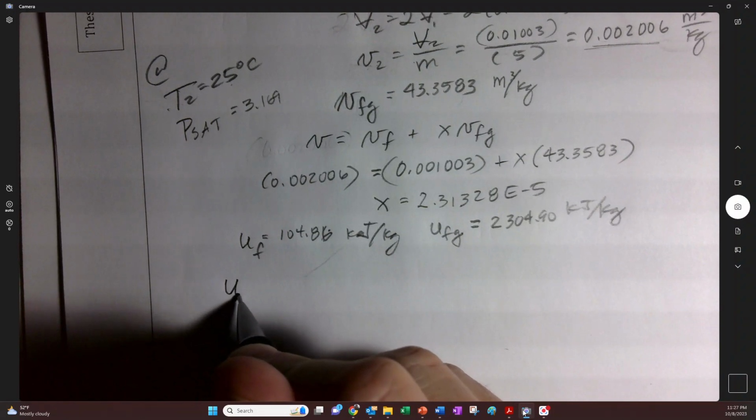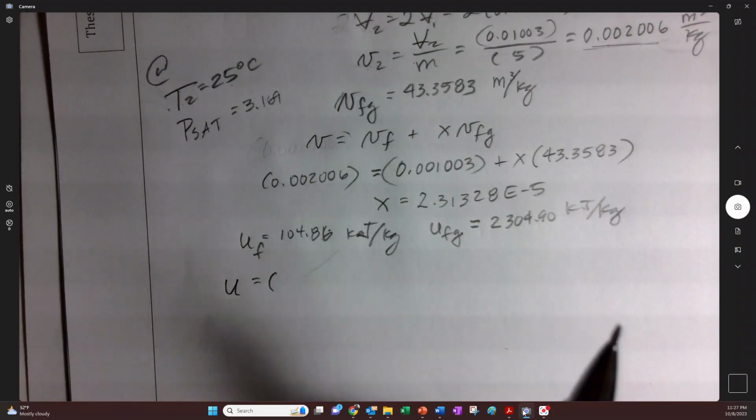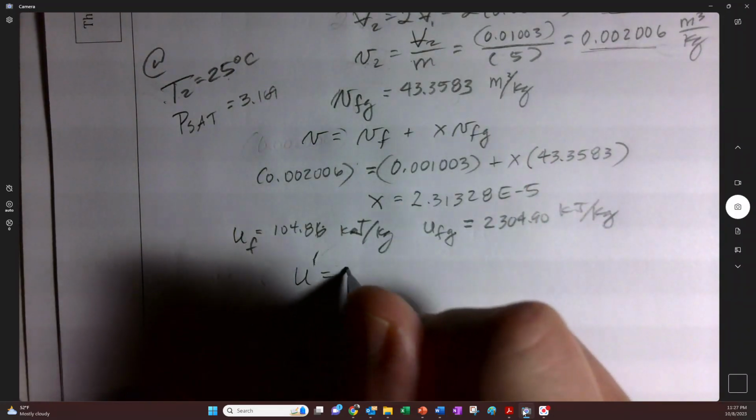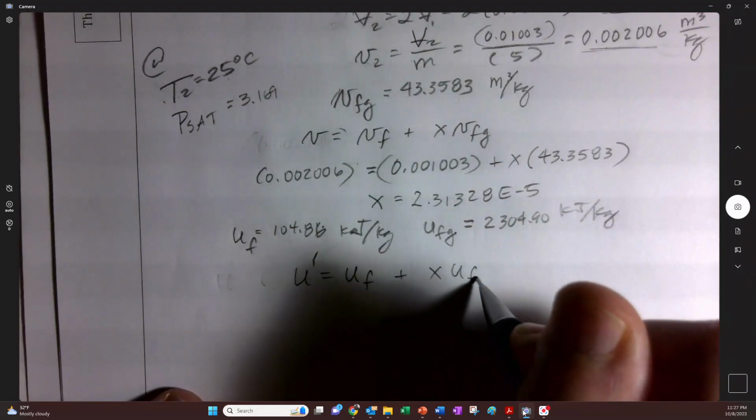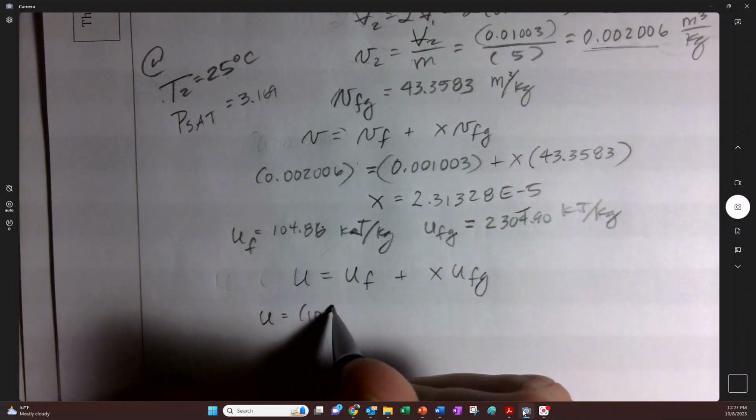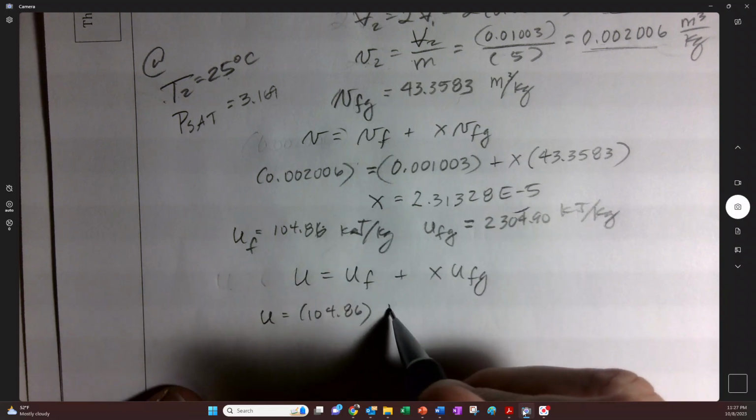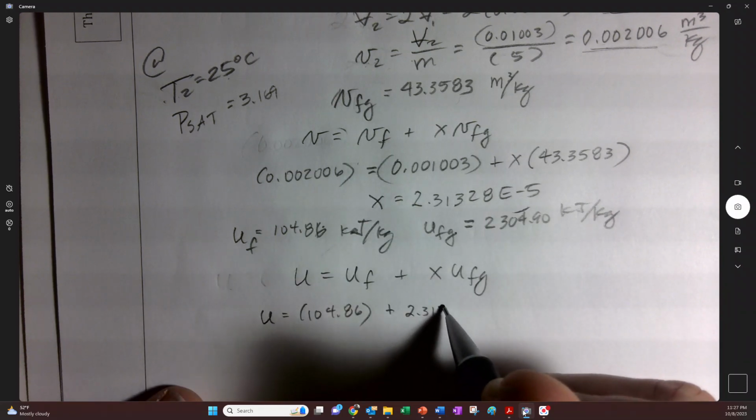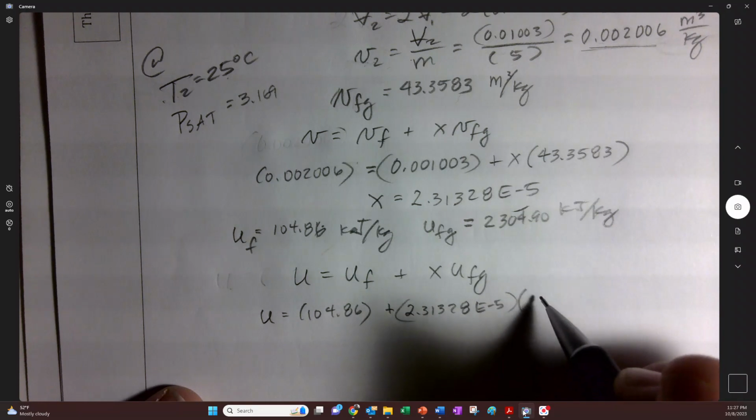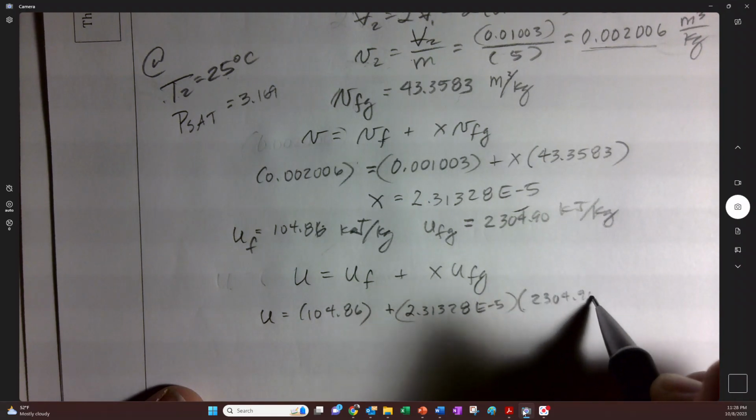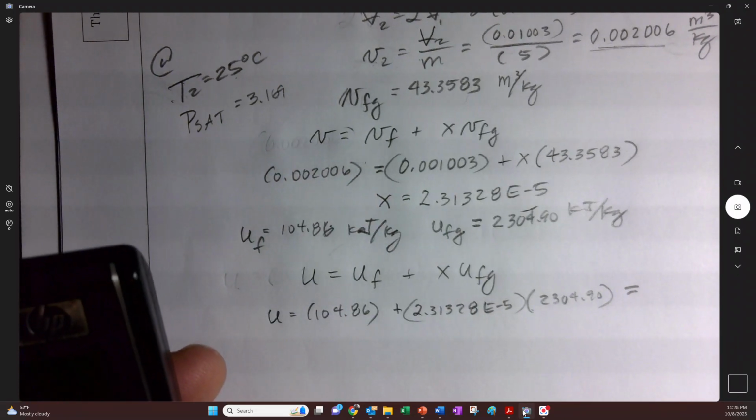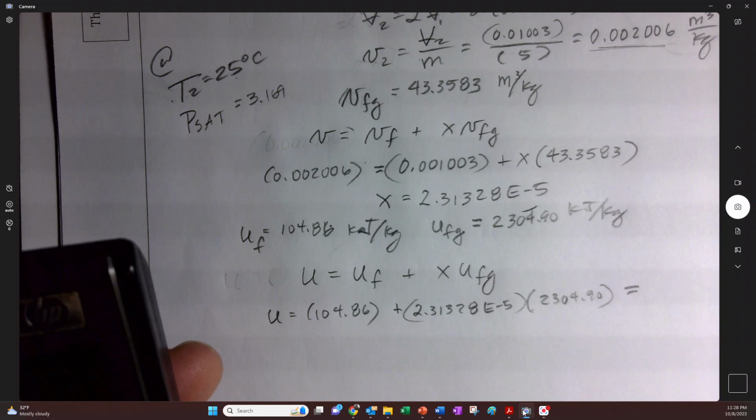So u is equal to, well, let me write down the equation again. It's the same equation as up here, but maybe that's not clear to everyone. So u is going to be 104.86 plus 2.31328E-5 times 2304.90. And so let's see, we'll do that one first.